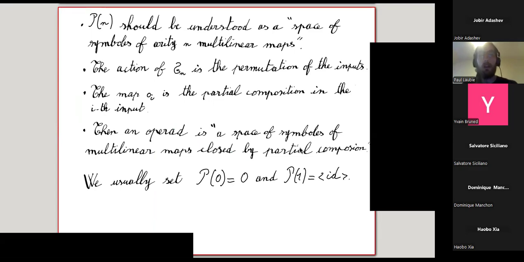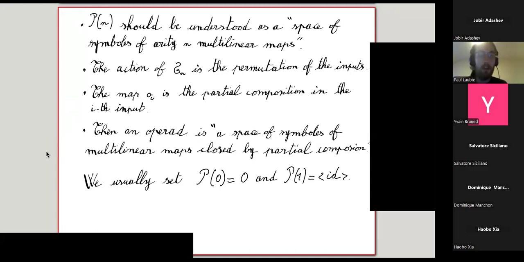So the vector space Pn should be understood as a space of symbols of multilinear maps of arity n. The action of the permutation group should be understood as the permutation of the inputs. The partial composition should be understood as the partial composition in the correct input. And with this, we can understand an operad as a space of symbols of multilinear maps, which is closed by partial composition.